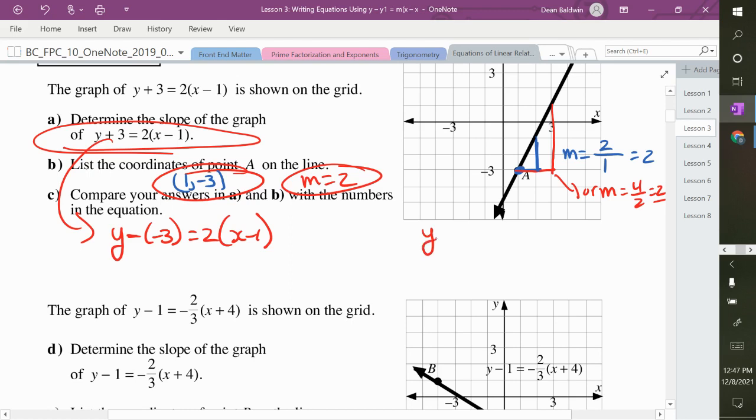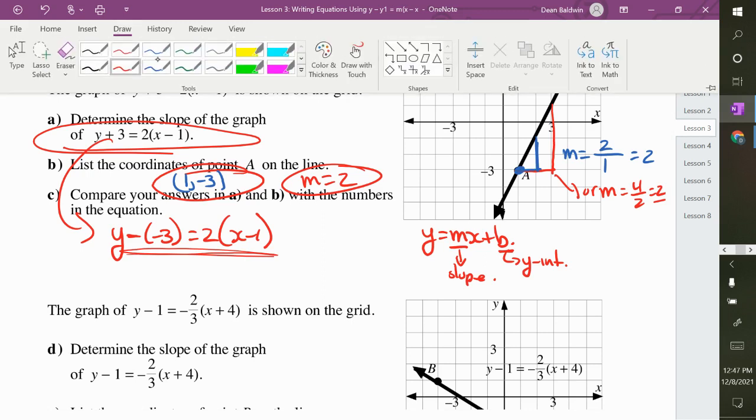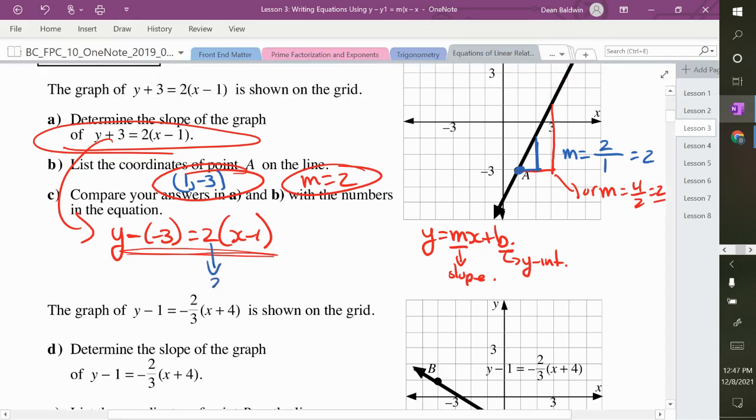What we learned up until this point was it's mx plus b. There's your slope. What was b again? The y-intercept. Where's the slope in this equation? What number? 2. It's right there. What do these numbers represent? Coordinates. That's your x coordinate and that's your y coordinate.